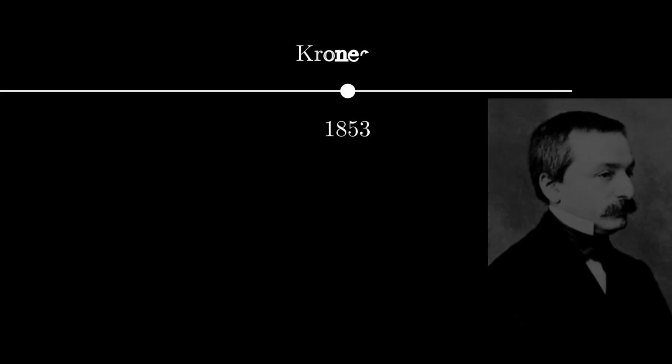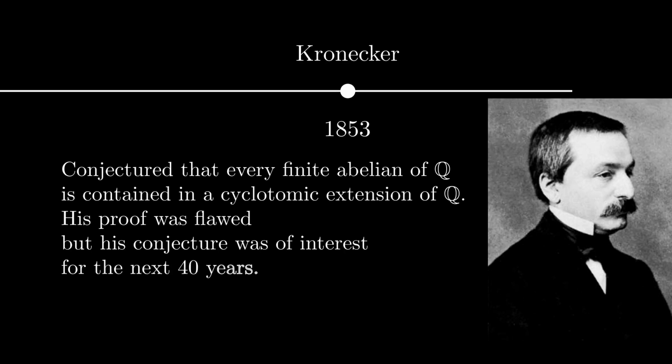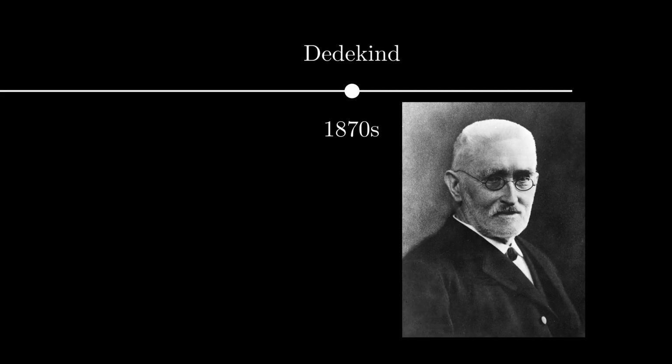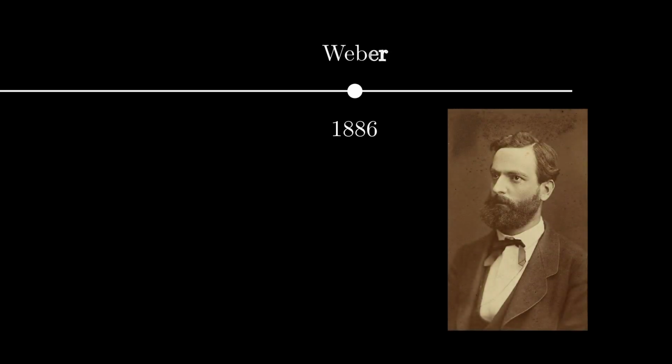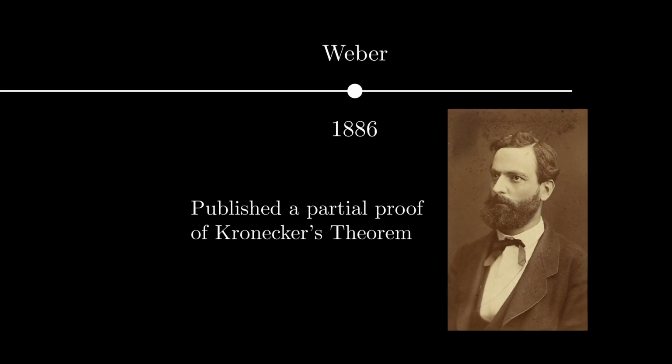In 1853, German mathematician Kronecker conjectured that particularly nice extensions of the rationals could be embedded in a simple extension of the rationals. His proof was flawed, but the conjecture was worked on for about the next 40 years. In the 1870s, German mathematician Dedekind developed the theory of ideals. This is the modern framework for studying factorizations and extensions of the rationals, and more generally in structures called rings. In 1886, German mathematician Weber published a partial proof of Kronecker's theorem from some 40 years earlier. It too was incomplete due to an error, but that error was corrected about 100 years later in the 1980s.